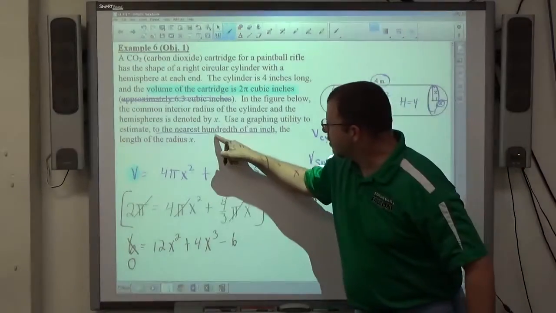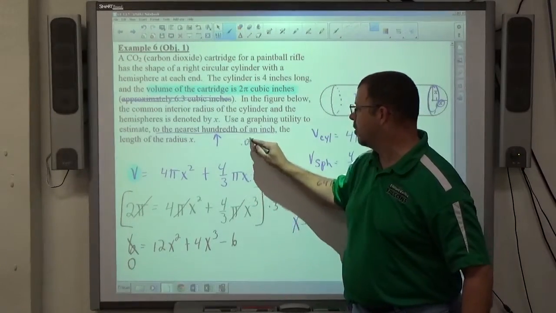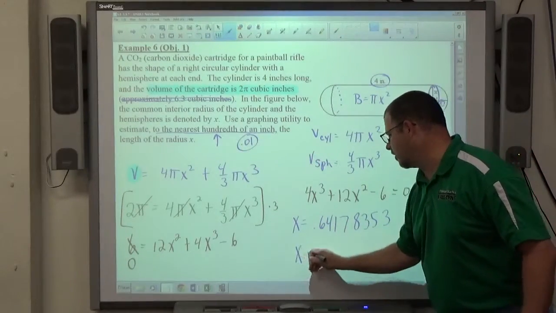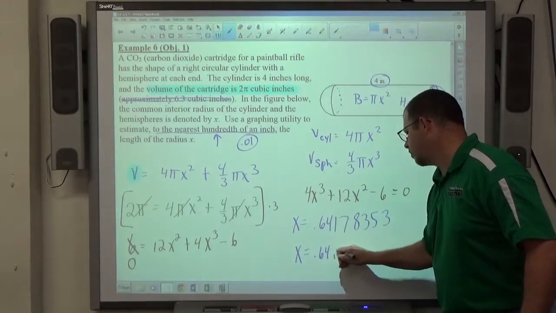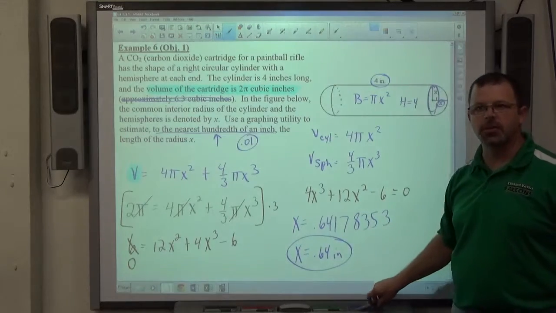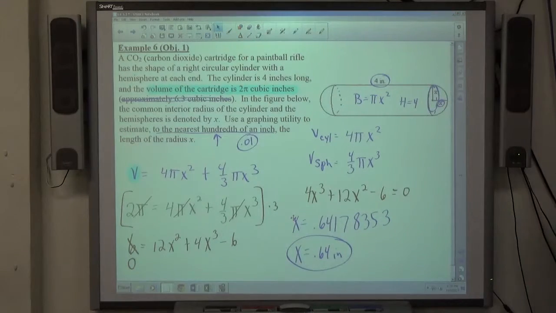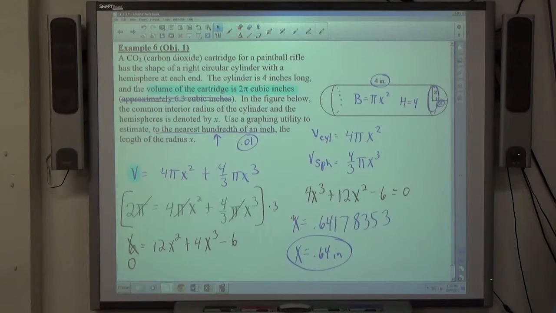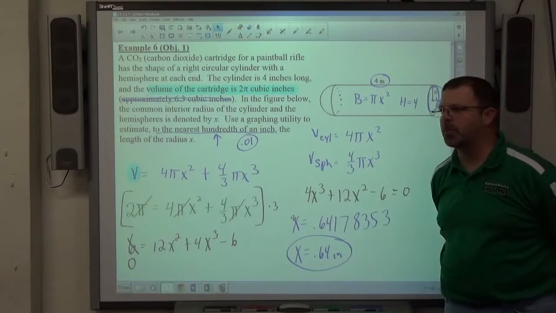This very clearly says to the nearest hundredth of an inch, which is 2 decimal places. That's a hundredth. So we want 2 decimal places here, so x equals 0.64 inches would be the length of the radius in the picture. If it wanted the thousandth of an inch, 0.642 inches, round because of the 7, the 1 goes up 1.